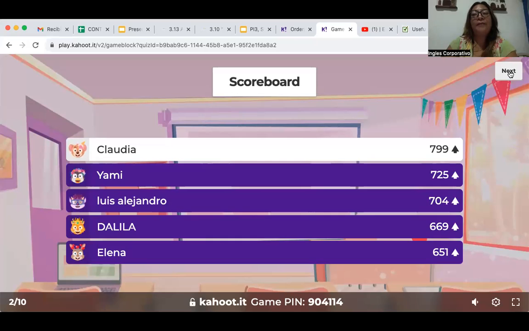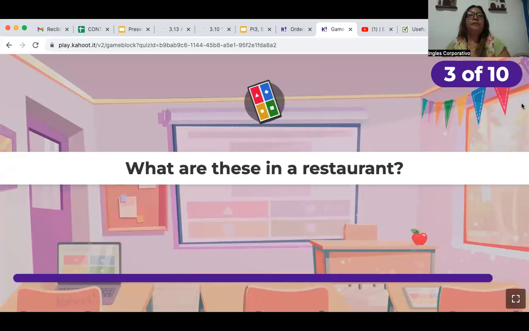What are these in a restaurant? Starters, main course, desserts, drinks.